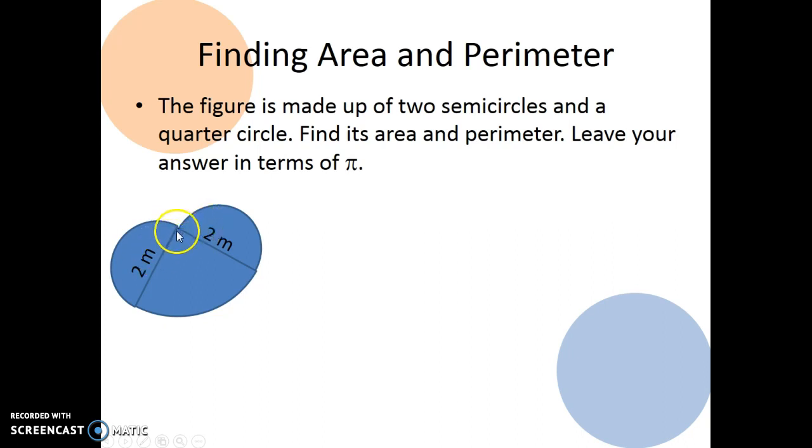So remember, when we're looking at a quarter circle, the entire edge is going to be the radius. Okay, so on this quarter circle, the radius is 2 meters. On the semicircles, the radius is going to be 1, right? Because it's going to be half of that diameter.